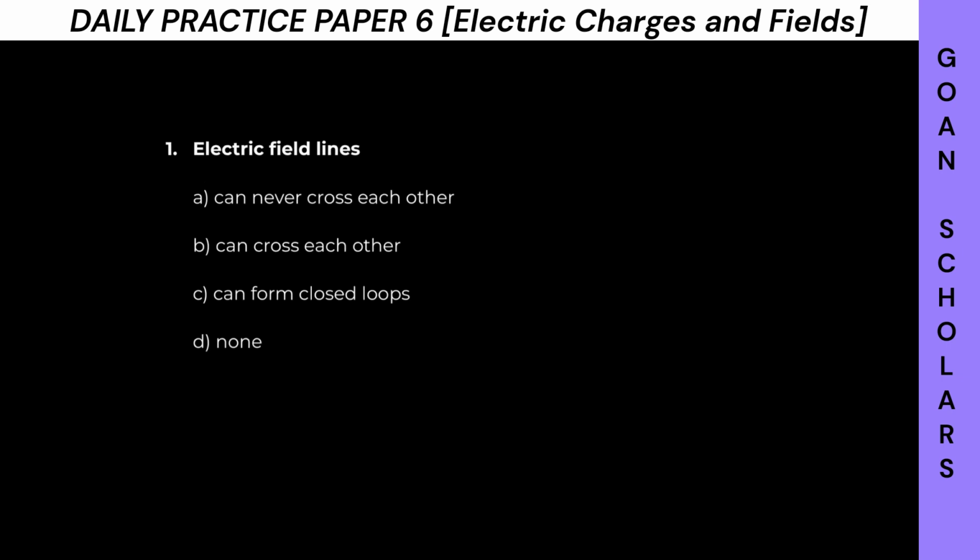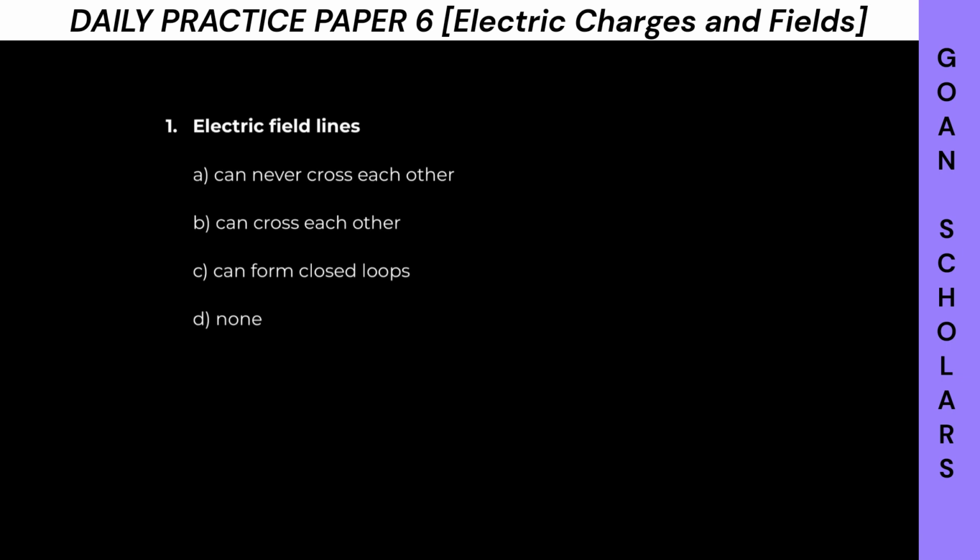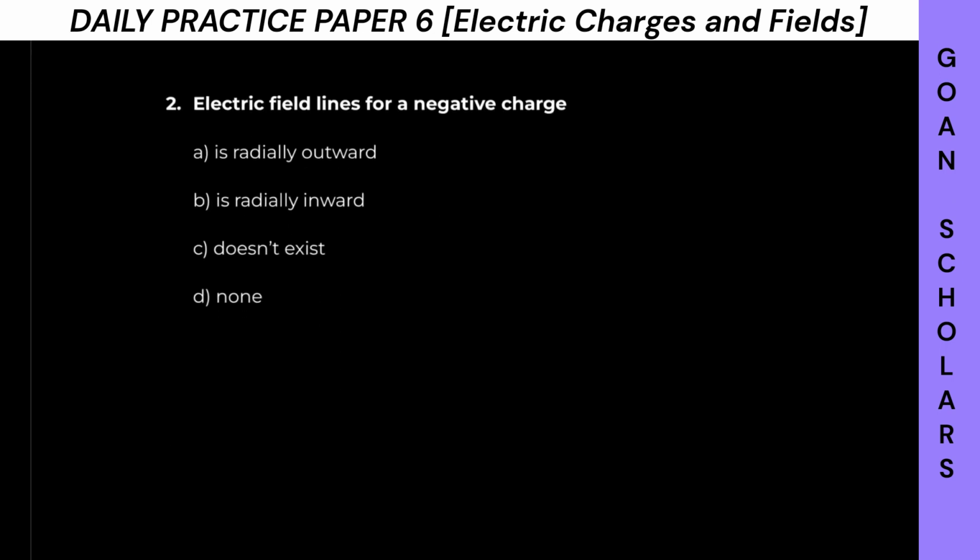Let's start with paper 6, question number 1. It says electric field lines. What is the property out of these 4? So electric field lines can never cross each other. That is correct. Second is can cross each other. No. And it can form closed loops. No. So electric field lines can never cross each other. Option A is correct. Let's move to question number 2.